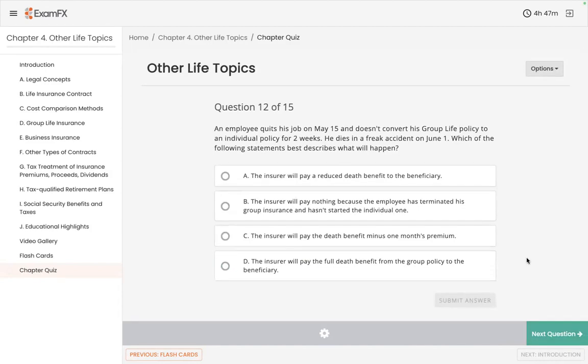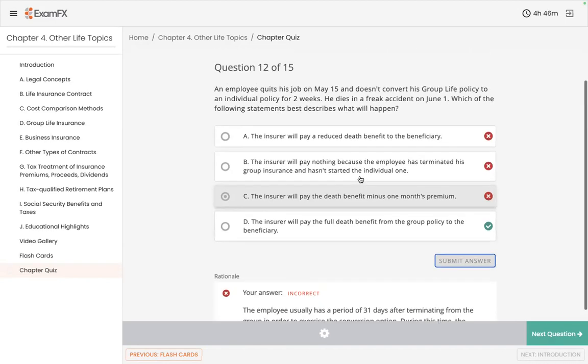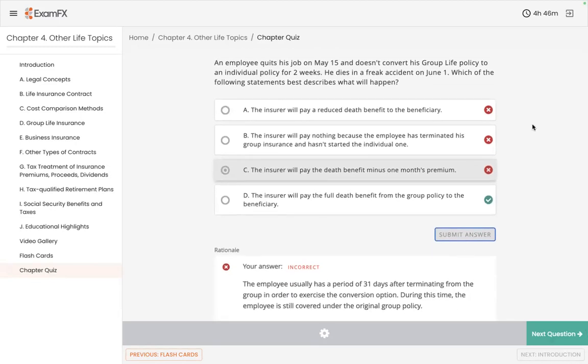An employee quits his job on May 15 and doesn't convert his life insurance for two weeks. He dies in an accident June 1st. Which of the following statements specifies what happens? It still covers him because he only died within the period. I think it's a 30-day period. So it's still covered, right? Yep. The insurer will pay the full death benefit from the group policy. Oh, I thought it was the insurance company. So you're right. I chose C because I thought there was a monthly premium still needed to be paid by the client, but nope.